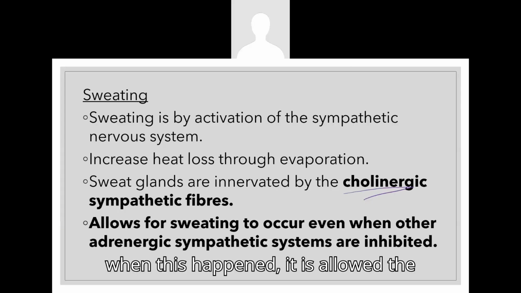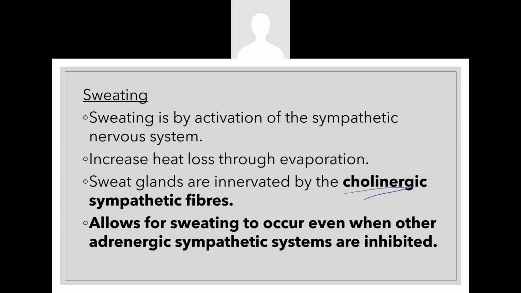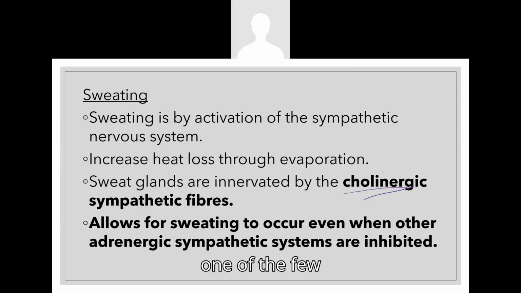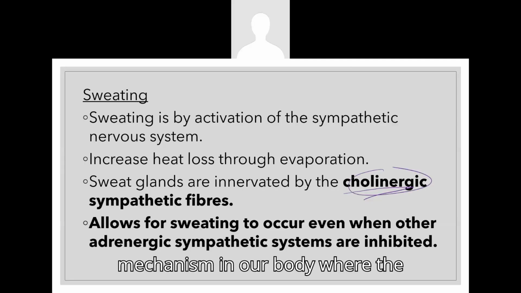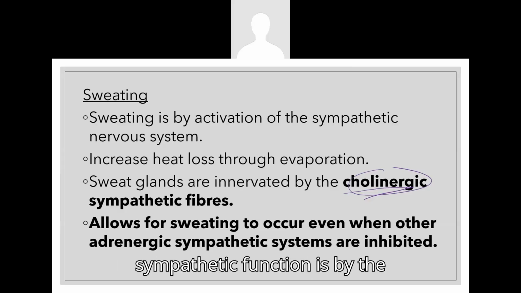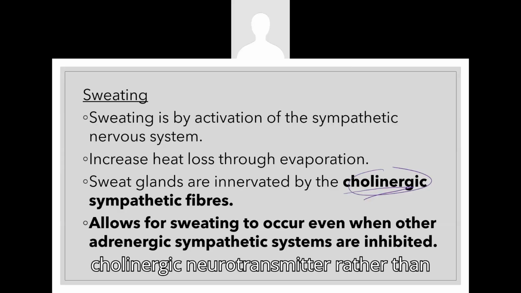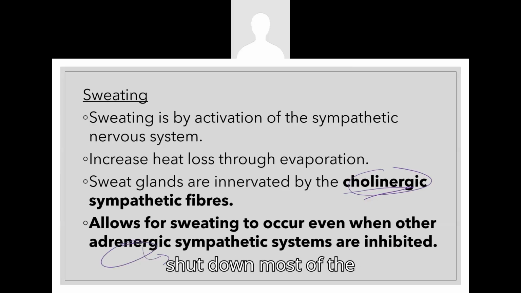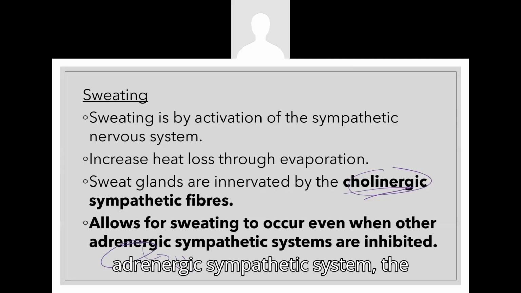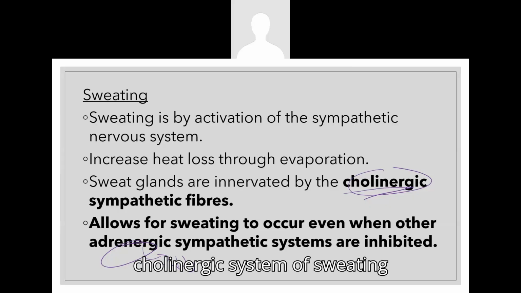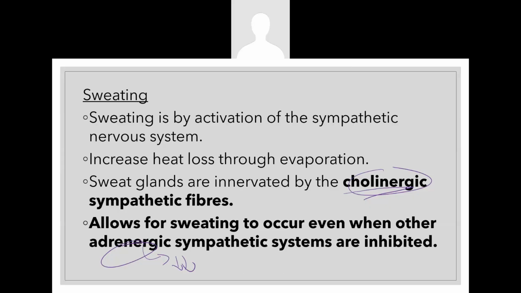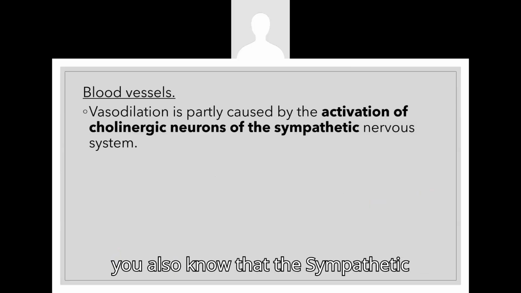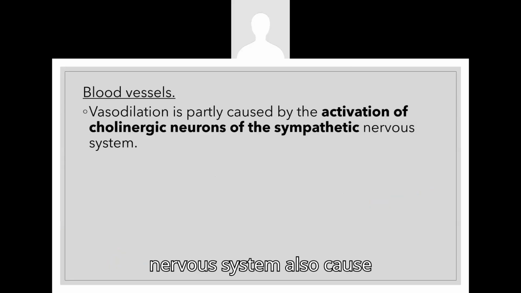So when this happens, it allows the sweating to occur even when other adrenergic sympathetic systems are inhibited, because sweating is one of the few mechanisms in our body where the sympathetic function is by the cholinergic neurotransmitter rather than your adrenergic. So when the body shuts down most of the adrenergic sympathetic system, the cholinergic system of sweating can still work.